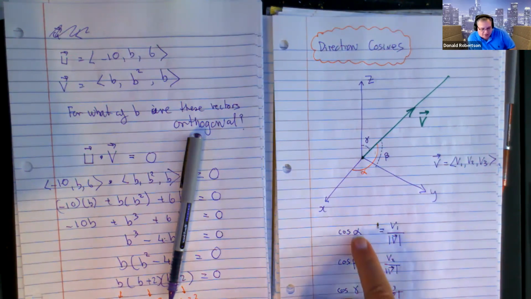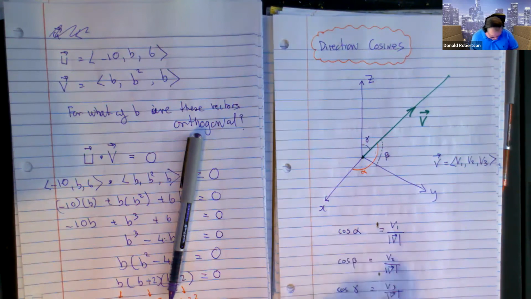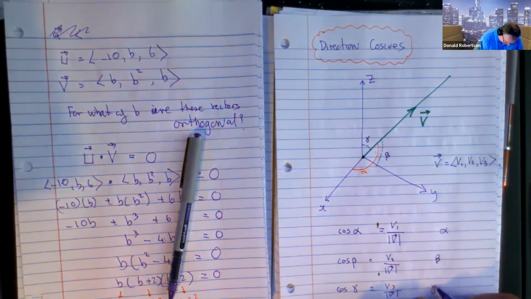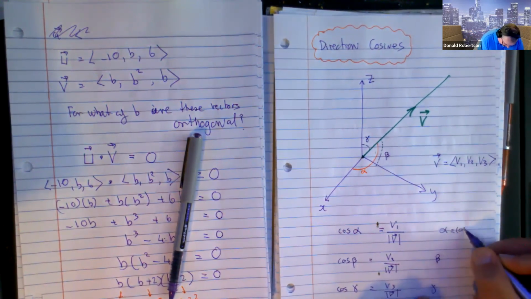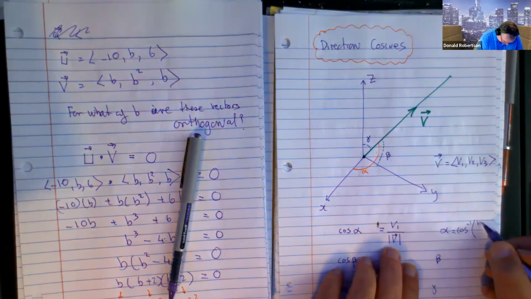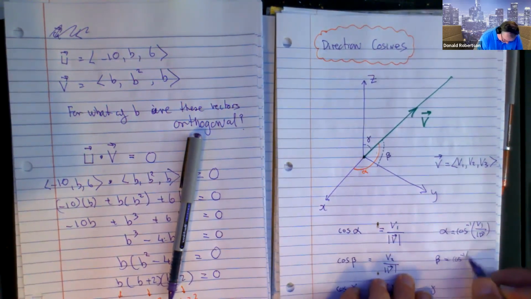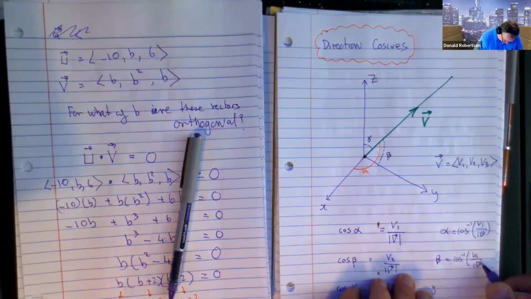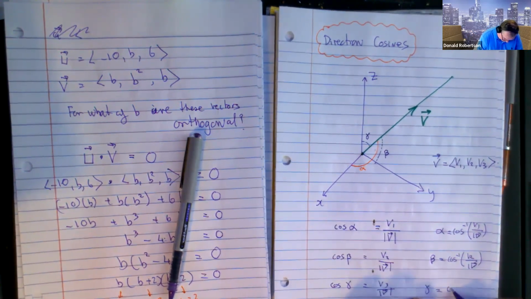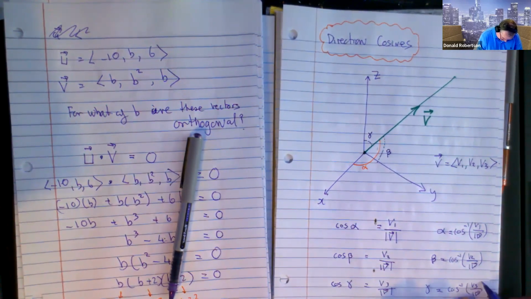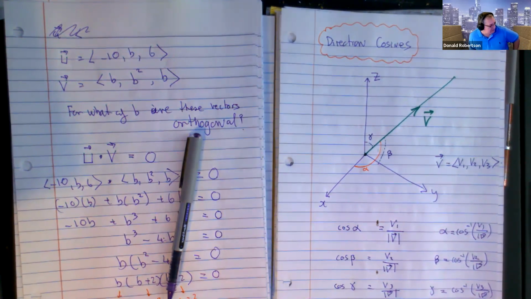Now, if you want to find alpha, then beta, then gamma, don't you have to take the inverse cosine of that guy? For this one, the inverse cosine of that one. And lastly, for this one, the inverse cosine of that guy. How are we doing? You still with me on this?